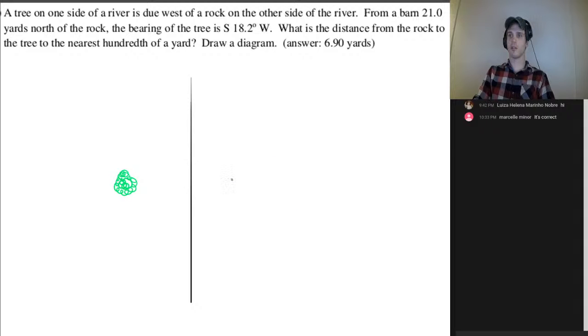Okay, rocks are brown, right? The tree is due west of the rock. So really we're modeling both of these with a point, from here to here. We want to figure out the distance from the rock to the tree. There's a barn up here, 21 yards north of the rock. And so we can just make a triangle.